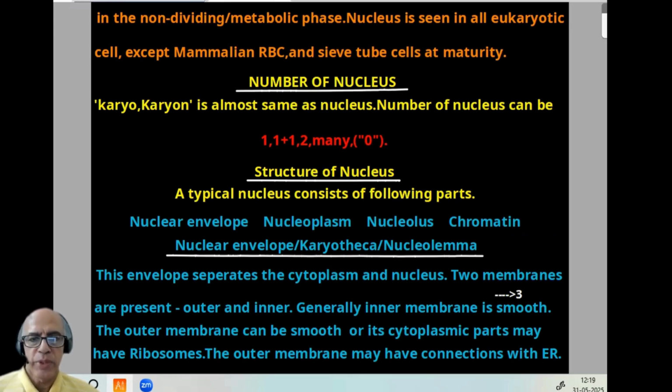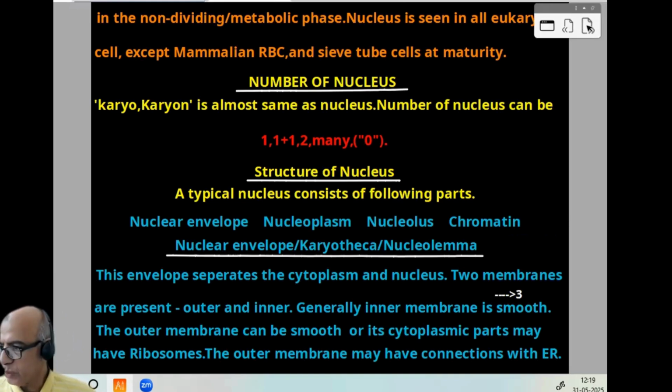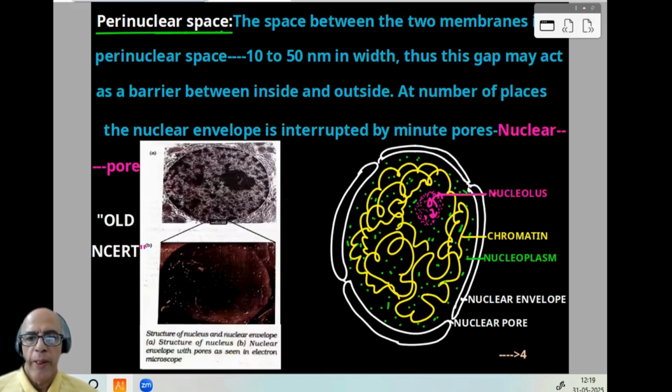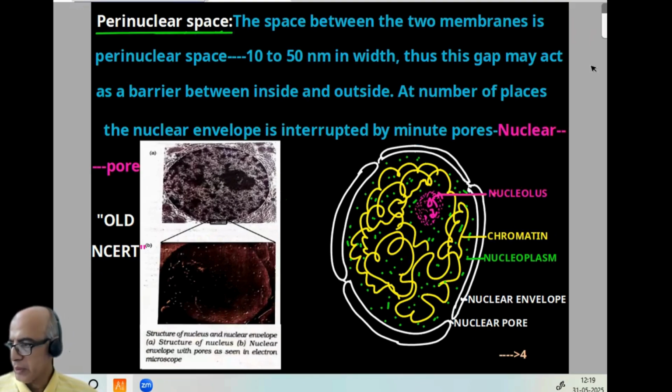And what are the synonyms for the nuclear envelope? 2 membranes. What are their specialities? Then the gap between the 2 membranes is the perinuclear space, with a gap of 10 to 15 nanometer or 100 to 500 angstrom. Act as a barrier. Then the nuclear membrane has some minute pores, that is called nuclear pore. Diagram you can find here, so it will be easy. Nuclear pore. And when we come to nuclear membranes, again, space is 100 to 500 angstrom.